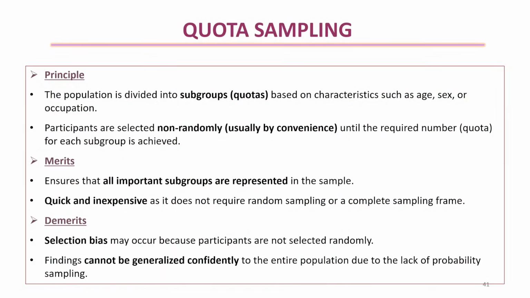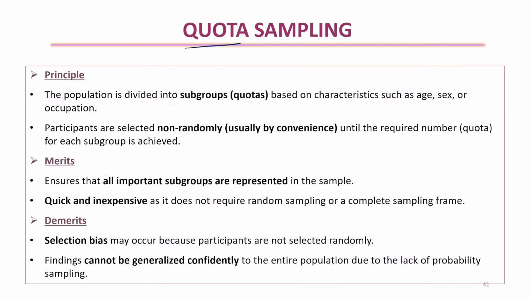Now let's move to the last sampling method in this section, which is quota sampling. Quota sampling is somewhat similar to stratified sampling because the population is first divided into different groups such as age, gender, or occupation. However, there is one important difference. In stratified sampling, participants within each stratum are selected randomly, but in quota sampling, participants are selected non-randomly, usually based on convenience until the required number or quota for each group is achieved.